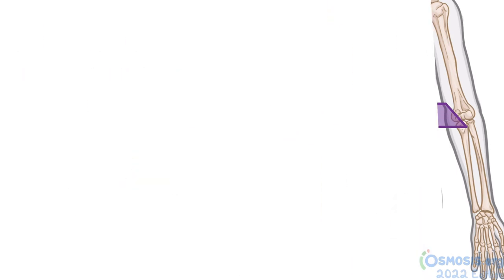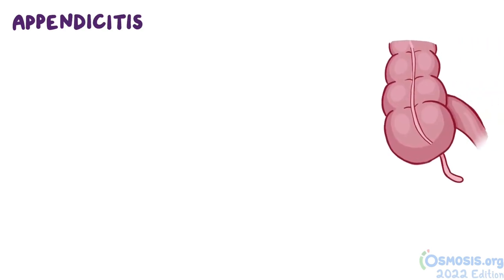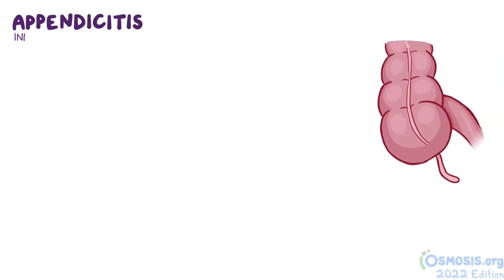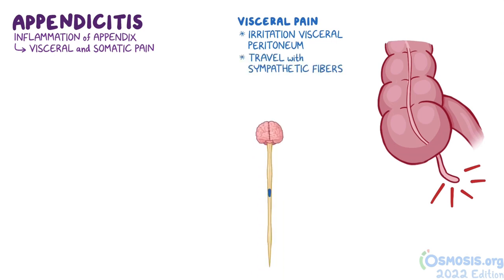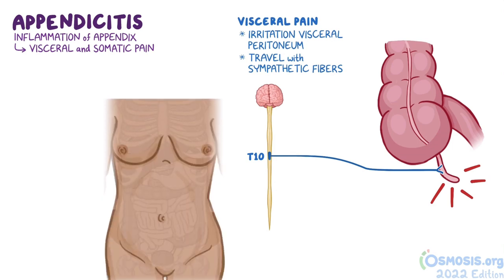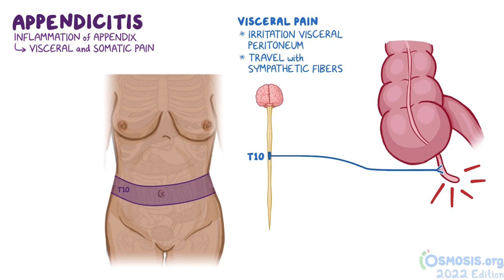To illustrate these types of pain, let's use appendicitis as an example, where appendicitis refers to inflammation of the appendix and can cause both visceral and somatic pain. Visceral pain occurs due to irritation of the visceral peritoneum of the appendix and surrounding areas, which travel with sympathetic fibers back to the level of T10. As a result, there may be vague pain in the right lower quadrant where the appendix is, as well as anywhere along the T10 dermatome level, frequently being felt around the umbilicus.